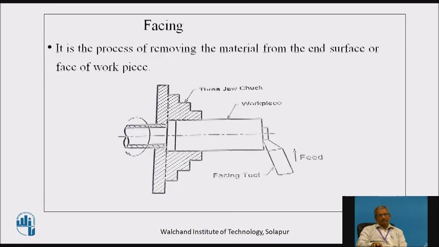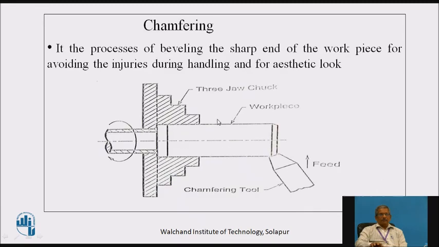Now this is called facing. So here if you observe, this is a facing operation where we are removing the metal from the surface or from the face of the workpiece, which will reduce the length of the workpiece. So for that, tool travel must be perpendicular to the axis of the lathe. So it is the process of removing the material from the end surface or face of the workpiece. So that is called facing operation.